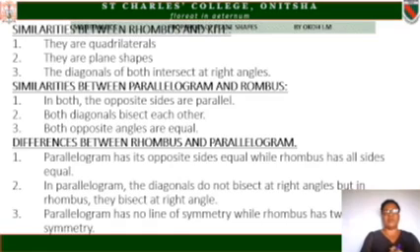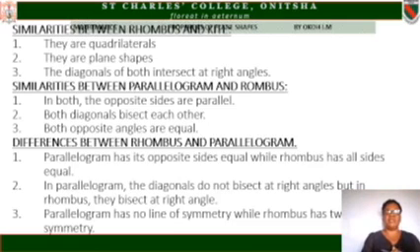So we have the first one. They are both quadrilaterals. A rhombus is a 4-sided polygon, and a kite is also a 4-sided polygon. Number 2, they are both plane shapes. Then number 3, the diagonals of both intersect at right angles. If you check it yourself, you see that the angle formed at the intersection is 90 degrees.